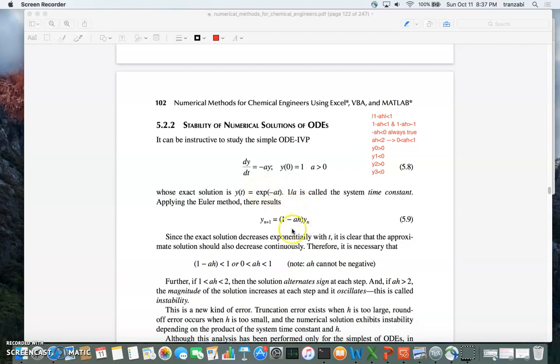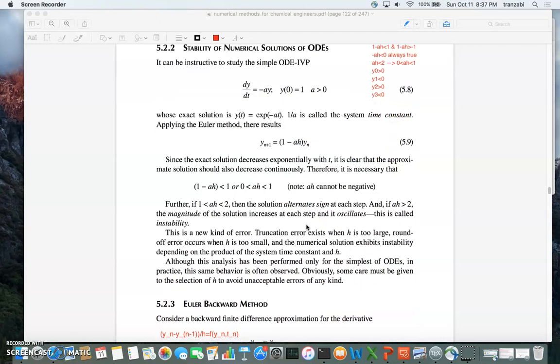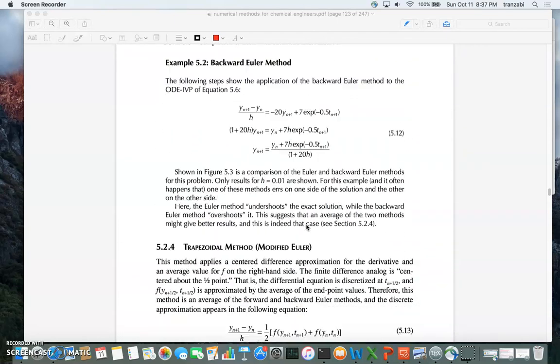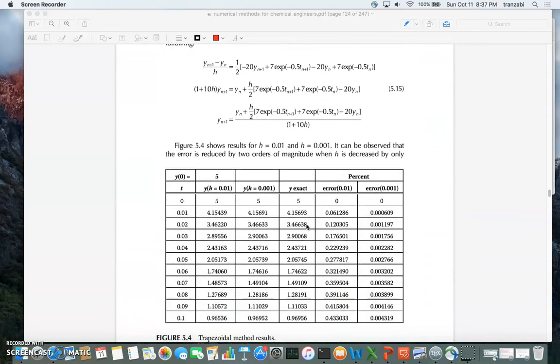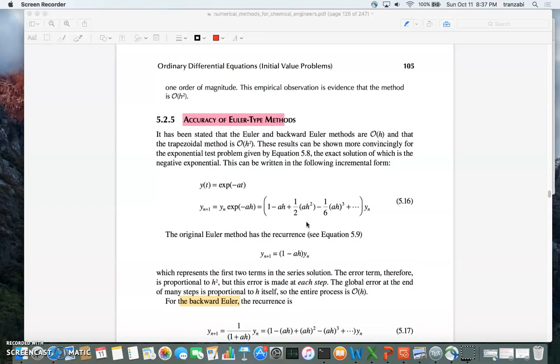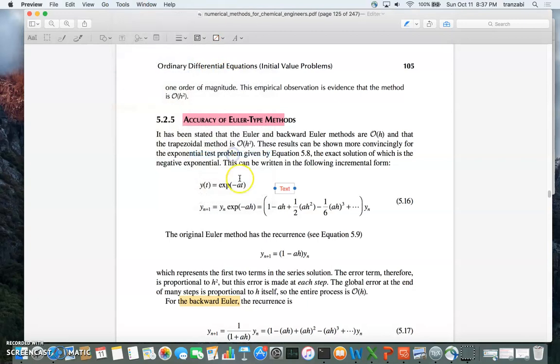Okay, so remember that when we discretize the differential equation using forward difference, we got equation 5.9, in which yn plus 1 is equal to 1 minus a times h, which is delta t, times the previous y value. Okay, so we're going to go back here and start off by changing this equation a little bit. So if this is the exact solution, I can say that yn plus 1, let me just write it down here.